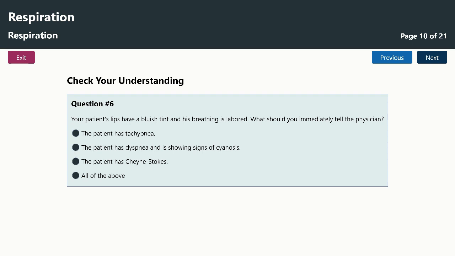Your patient's lips have a bluish tint and is breathing is labored. What should you immediately tell the physician? Patient has dyspnea and is showing signs of cyanosis.